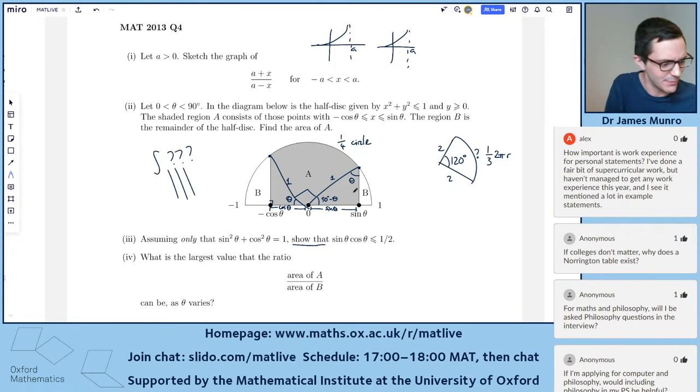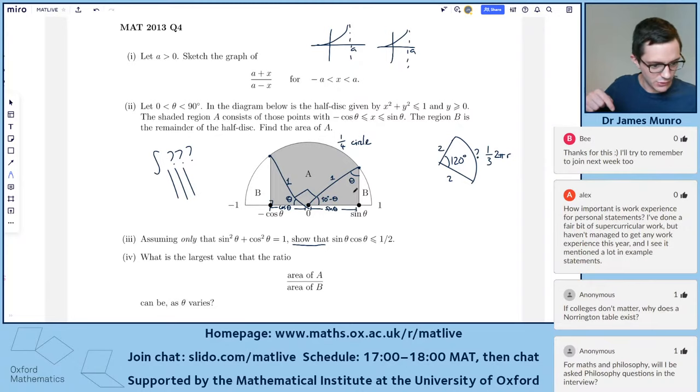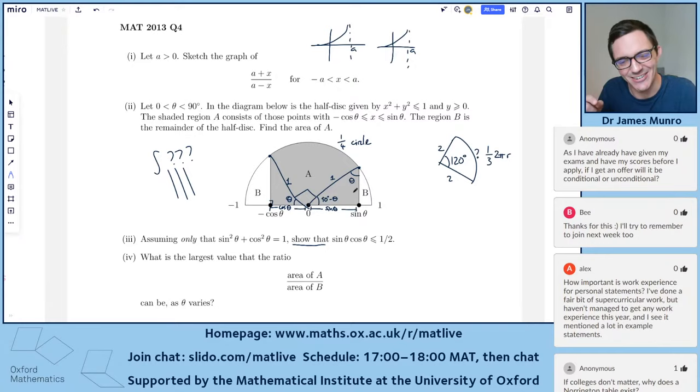I already have some exams and scores. If I get an offer, will it be conditional or unconditional? If you've already met the standard conditional offer, then it's probably not conditional on doing anything else. Unconditional offer tends to mean something different, so I don't like that phrase. But yeah. Okay. Good.